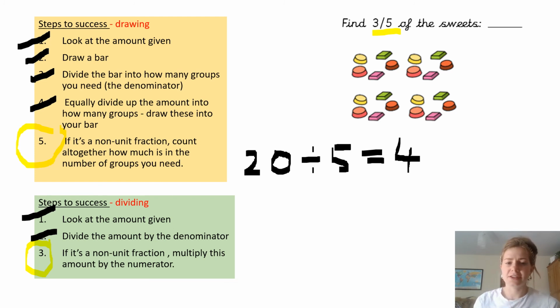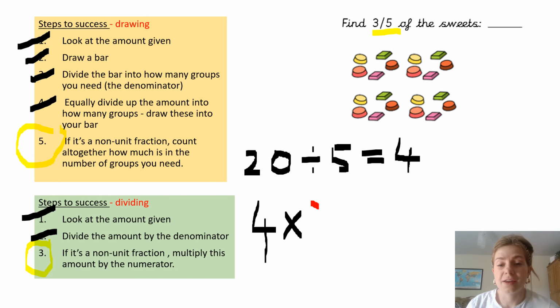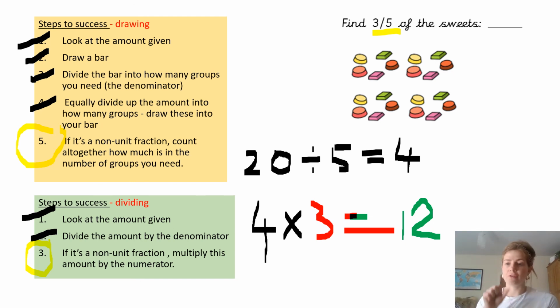I need to find 3/5. So I need to multiply this answer by my numerator, which is what? It is 3. So I need to do 4 times 3. What does that equal? 4, 8, 12. Fantastic. Sorry, it's a bit of a long equal sign, isn't it? 4 times 3 equals 12. Or if you've drawn it, you might have counted your groups of 4 and then 4 plus 4 is 8 plus 4 is 12. Either way, we'll get to 12. 3/5 of the sweets are 12.